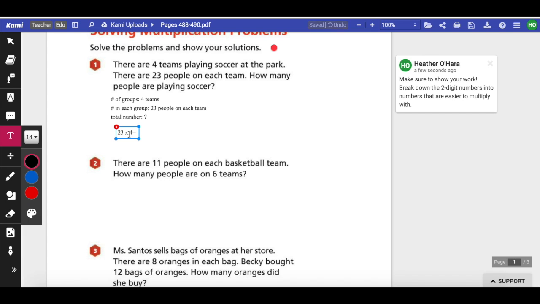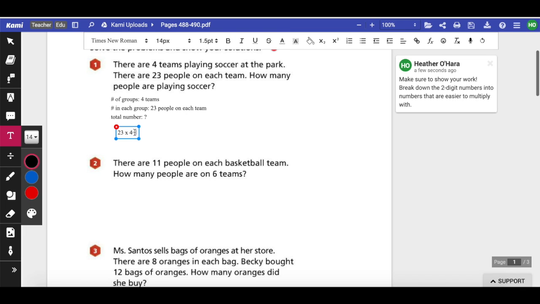So I know 20 is a multiple of 10. So how I'm going to do it is I'm going to break it down into 20 times 4 plus 3 times 4. And the reason that I'm doing that is because I'm going to add up 20 plus 3, which is equal to 23, and then keep 4 the same.